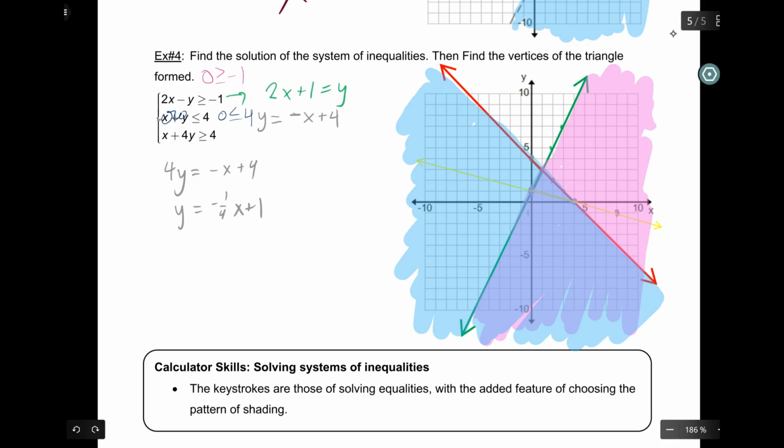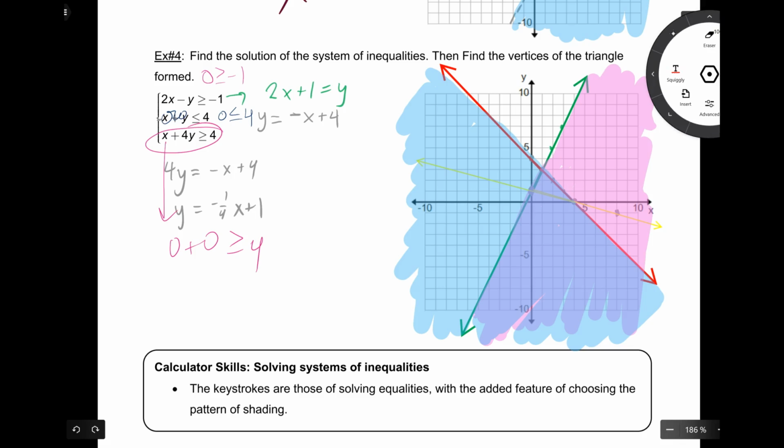Let's see, figure out which side for this one: 0 plus 0 is greater than 4? No, that's not true. So that's for the yellow line. That means it's not going to be shaded down here because that's where 0, 0 is. It's actually going to be shaded above the yellow line.